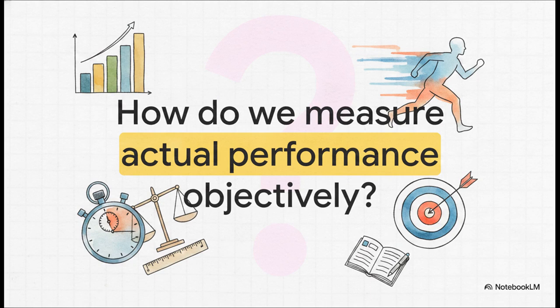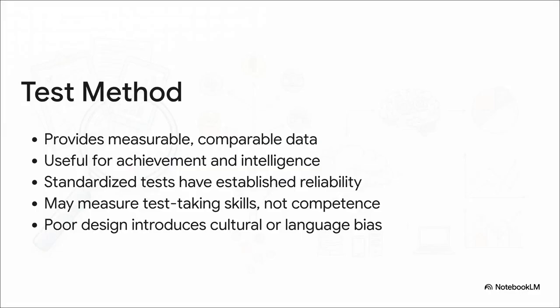So, that begs the question, what if we don't want to measure someone's subjective opinion and we don't want to run a controlled experiment? What if we need to measure a participant's actual performance or concrete ability objectively? Well, that is exactly where the test method comes in. Tests provide measurable, highly comparable data without relying on subjective opinions. They are incredibly useful for assessing achievement, aptitude, and intelligence. Standardized tests in particular have wonderfully established reliability. If you want to measure math achievement across an entire school district, a standardized math test provides robust, actionable data.